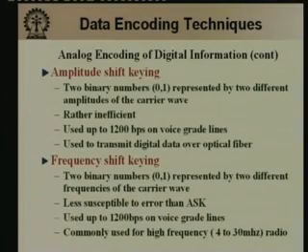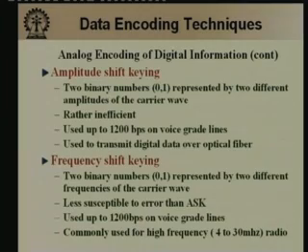So, there are various ways in which you can encode digital information in the analog domain. One is amplitude shift keying, which means that the two binary numbers 0 and 1 are represented by two different amplitudes of carrier waves. This is not very efficient and is used up to 1.2 kbps on voice grade lines, and used to transmit digital data over optical fiber. That is of course always there.